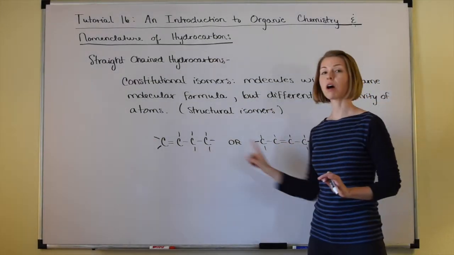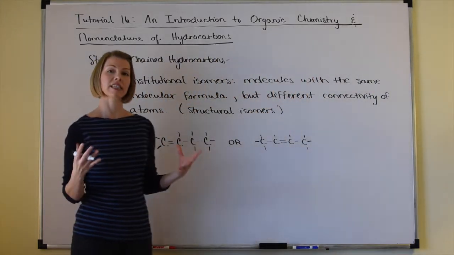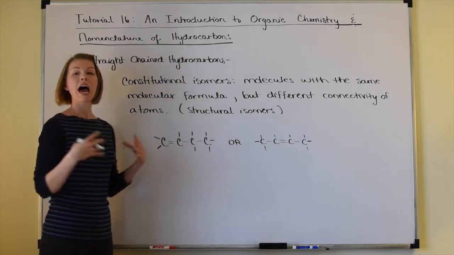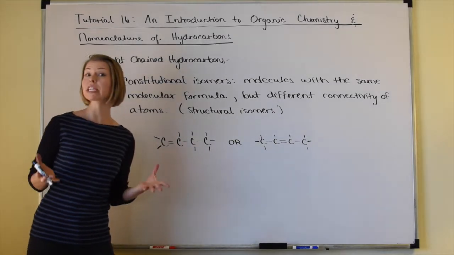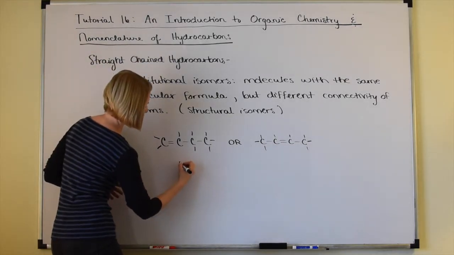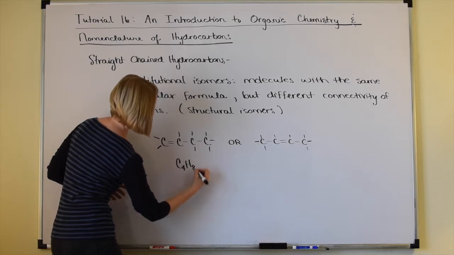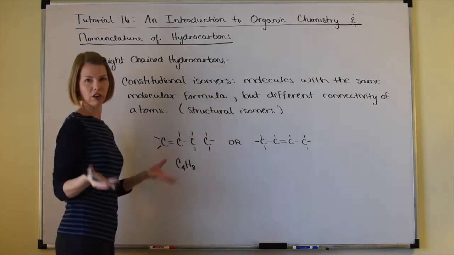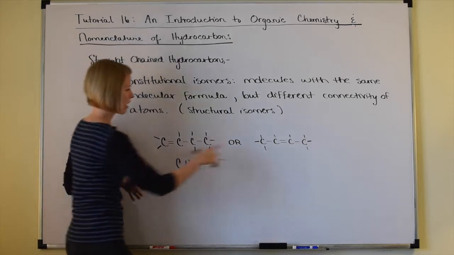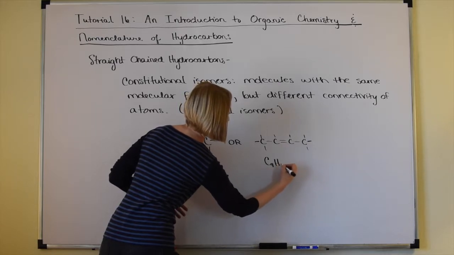However, these two molecules are different. They are constitutional isomers. That is, they have the same molecular formula, but a different connectivity of atoms, and therefore they're going to have different chemical and physical properties. So let's just go ahead and write their molecular formula. C4H8, okay, for the formula of an alkene with one double bond, which is CnH2n. And same thing over here, I'll go ahead and write it again, C4H8.